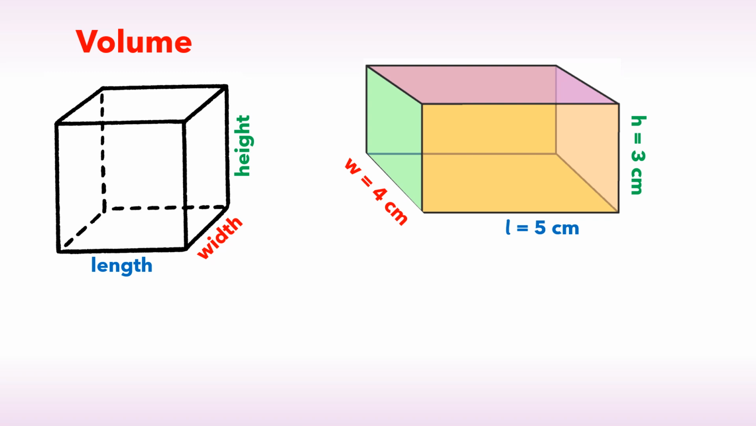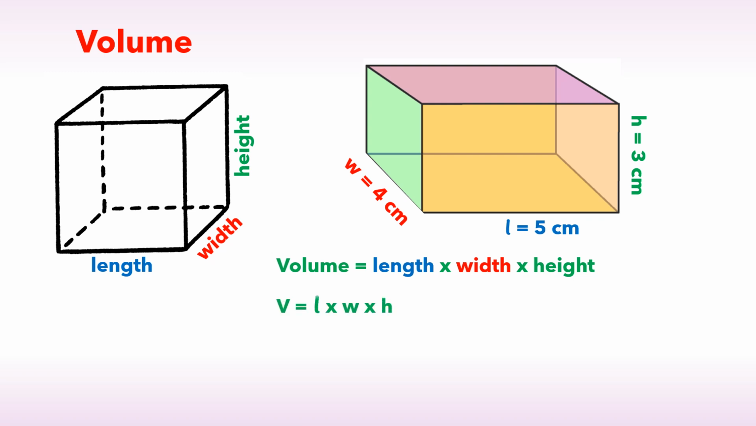So we're going to look at the formula. The formula is going to be the same for both a cube and a cuboid. So we say volume is equal to the length, the width, and the height, and we multiply all three together. So we say V is equal to length times width times height. The length is 5 centimeters times 4 centimeters times 3 centimeters. Then we say volume is equal to 5 times 4 is 20, times 3. 20 times 3 is 60. So we say volume is equal to 60 centimeters cubed.